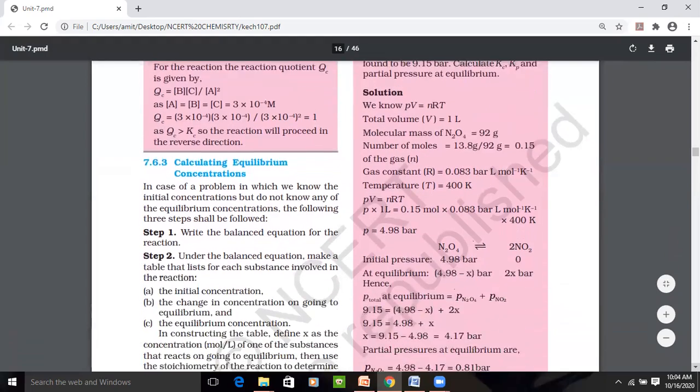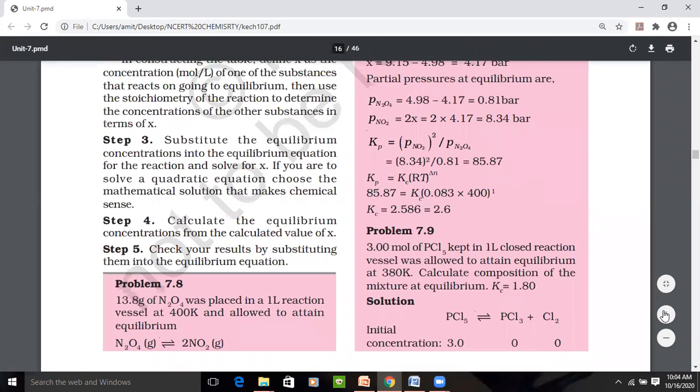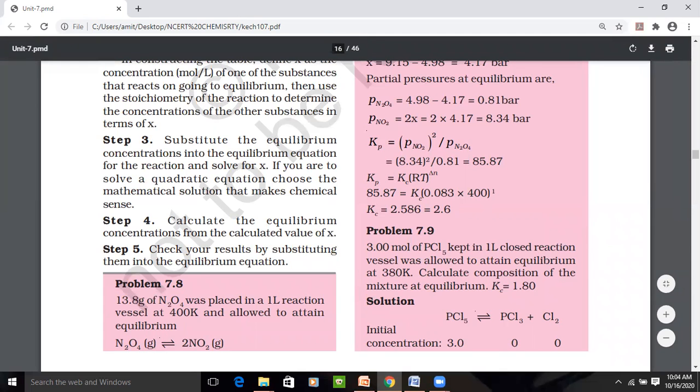Now we'll do one more question, to find the value of Kc and so on, so we can find the equilibrium constants. There is a problem. 13.8 gram of N2O4 was placed in a 1 liter reaction vessel at 400 Kelvin and allowed to attain equilibrium. This is your reaction: N2O4 is the reactant, which makes 2 moles of NO2, right?